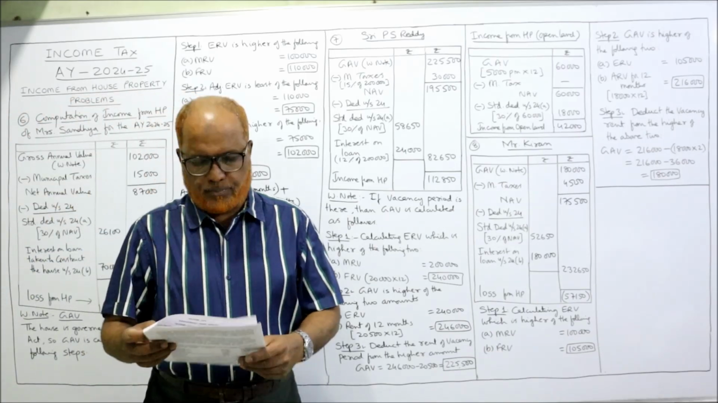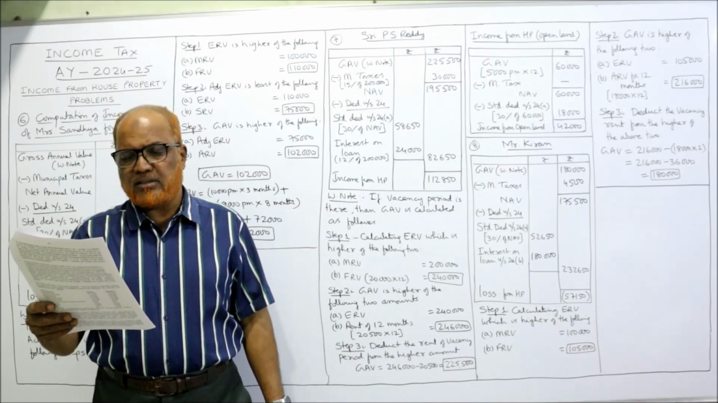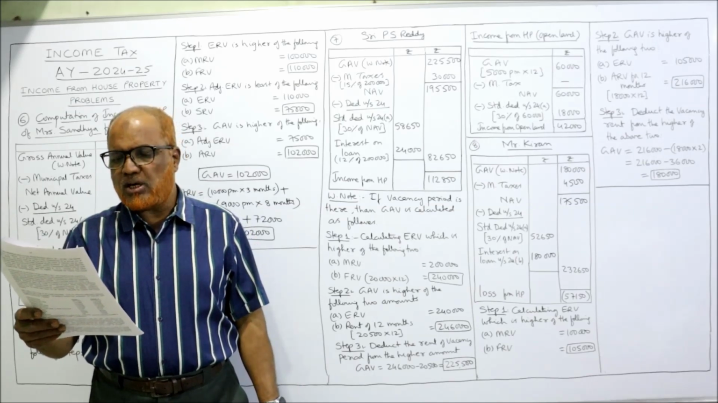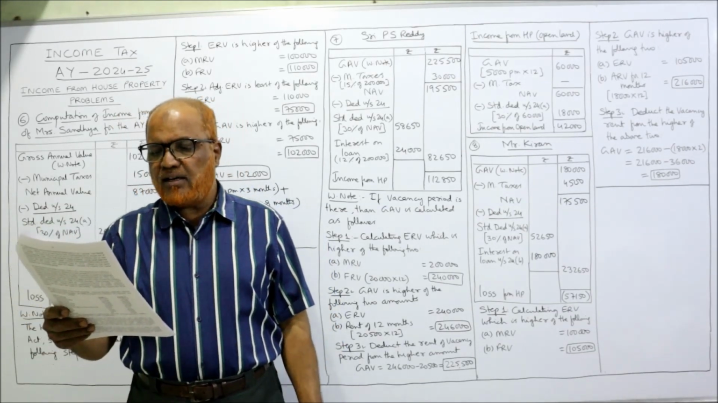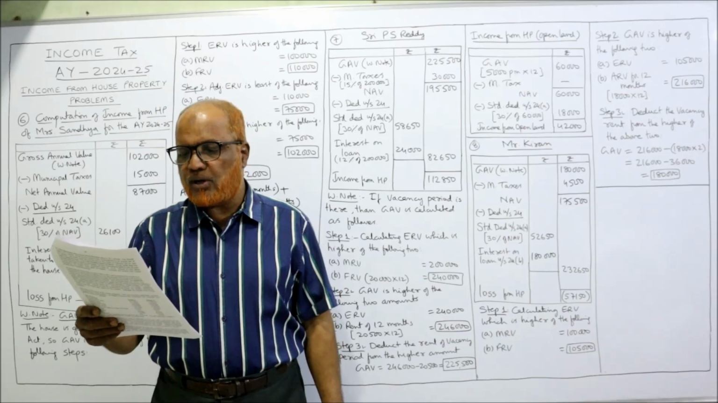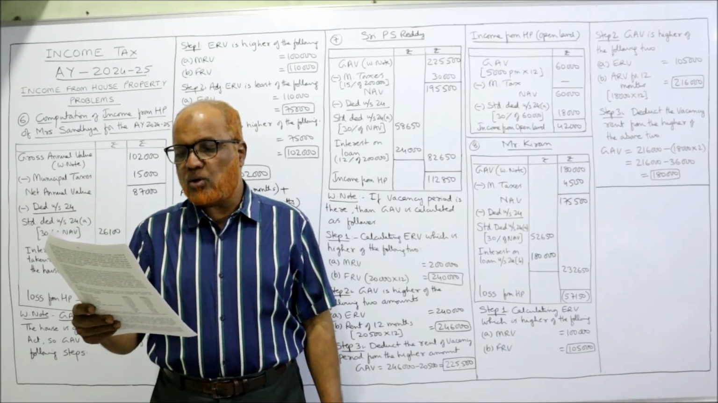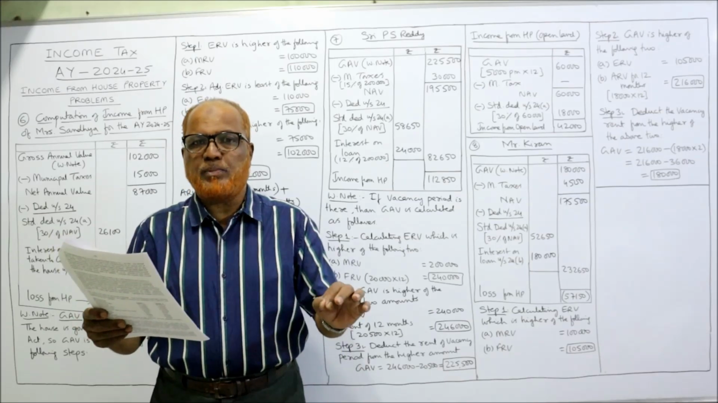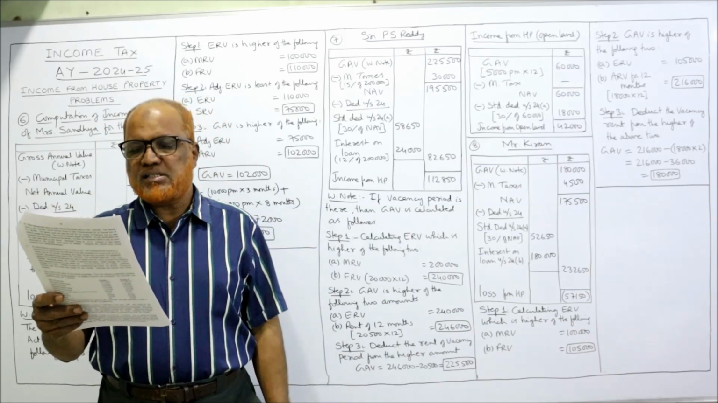Next, eighth problem. On 2nd April 2023, Mr. Kiran purchased a residential house in Bidar for 27 lakh and took a loan of 18 lakh from Karnataka Housing Corporation at the rate of 10%. So actually he has purchased the house for 27 lakh, but for this purpose he has taken a loan of 18 lakh. The rate of interest is 10%.